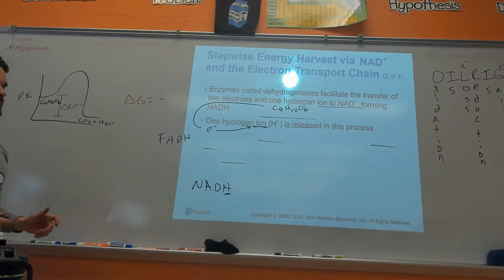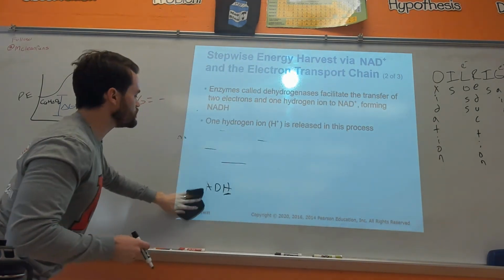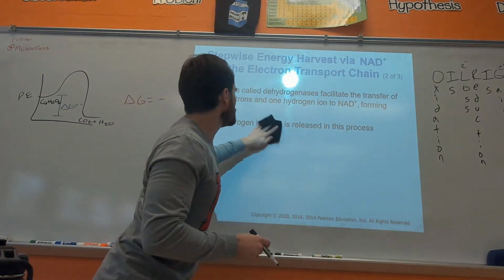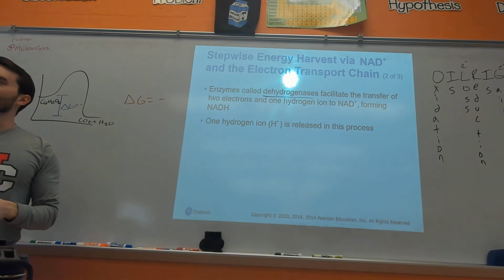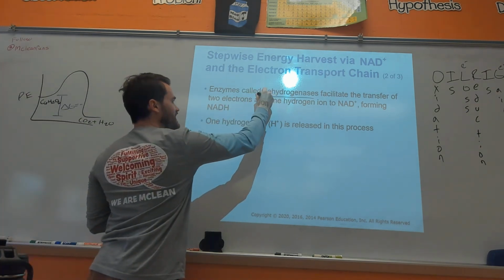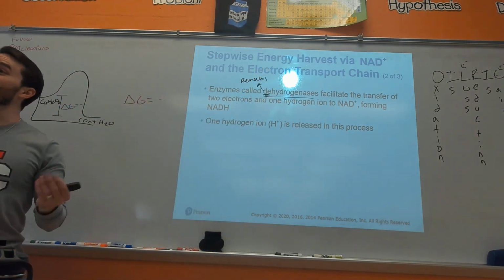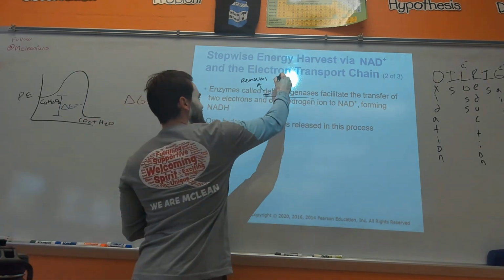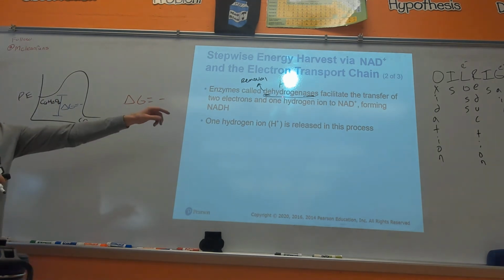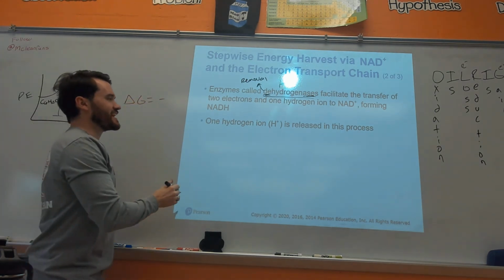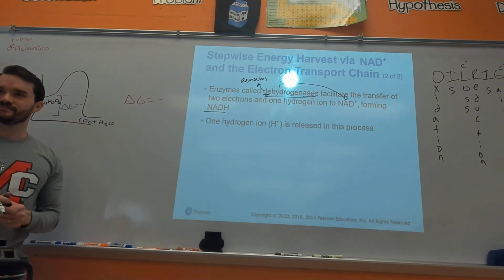All right, now, there are enzymes that help facilitate the removal of electrons from glucose to the NAD+. Those enzymes are called dehydrogenases. Now, the name actually makes sense. DE means the removal of. Removal of what? Of hydrogen. Remember, ASE is referring to an enzyme. So it's an enzyme that removes hydrogen and gives that hydrogen to NAD+, thus making NADH. Cool.